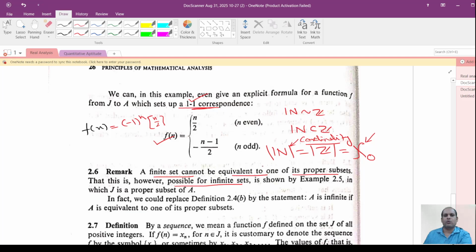This is shown by example 2.5. So, this one is a very good example in which N being a proper subset of Z, but both are equivalent. So, that is what is written here, which J is a proper subset of Z.